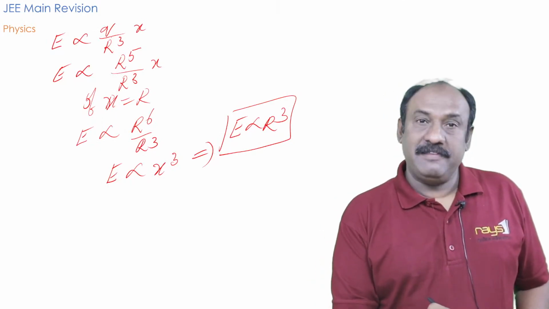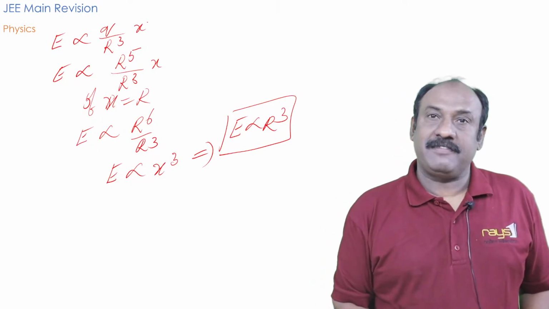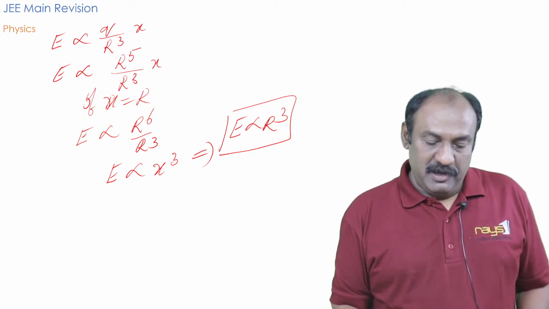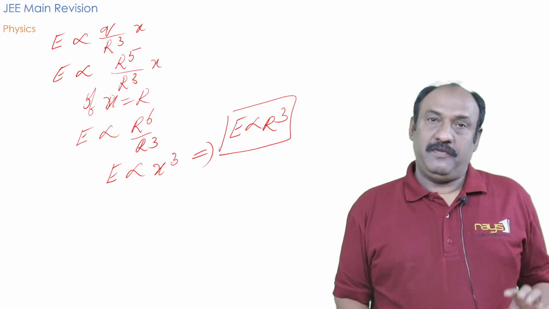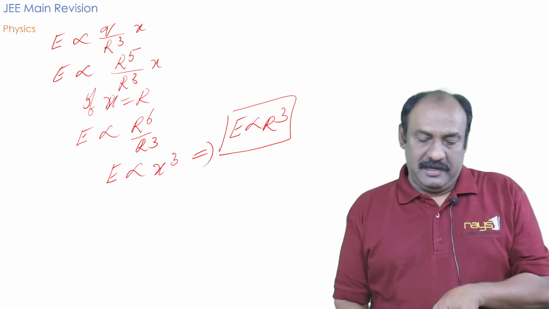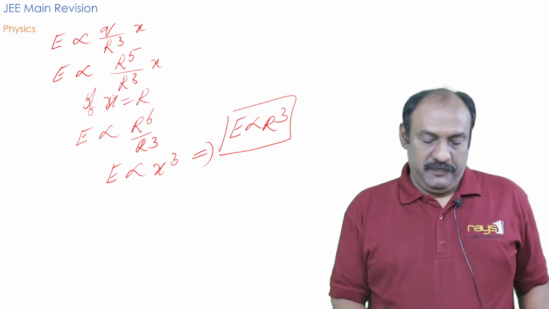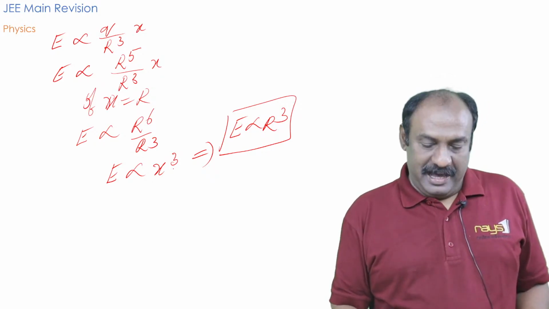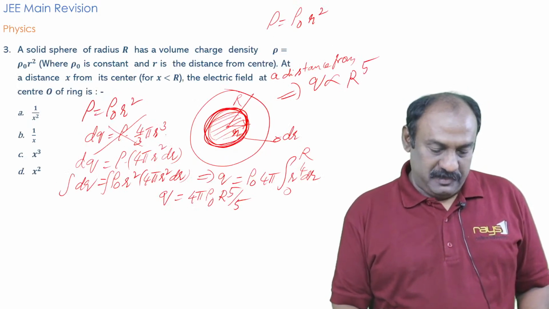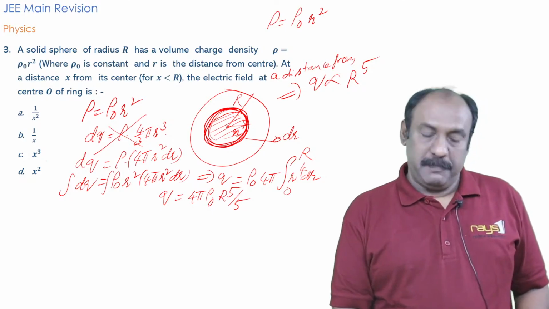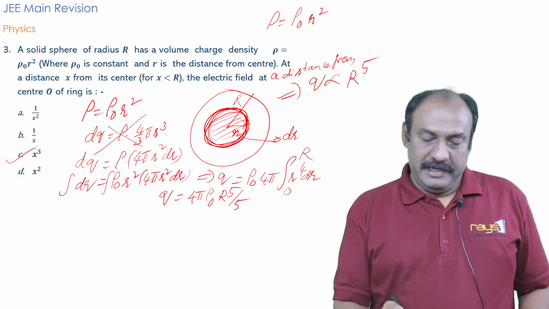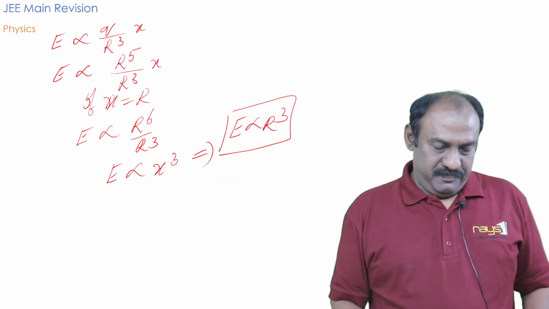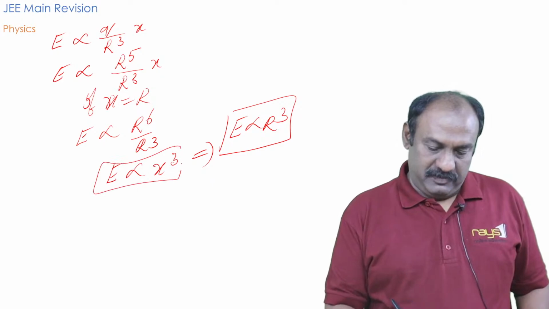So here I considered q by r cubed into x. In place of q, it is replaced by r to the power 5. In place of r to the power 5, it is x to the power 5. So for total R, if x equals R, then it is R cubed. If R equals x, then the electric field intensity is directly proportional to x cubed. See the options here. So E is directly proportional to x cubed. E directly proportional to x cubed is the answer for question number 3.